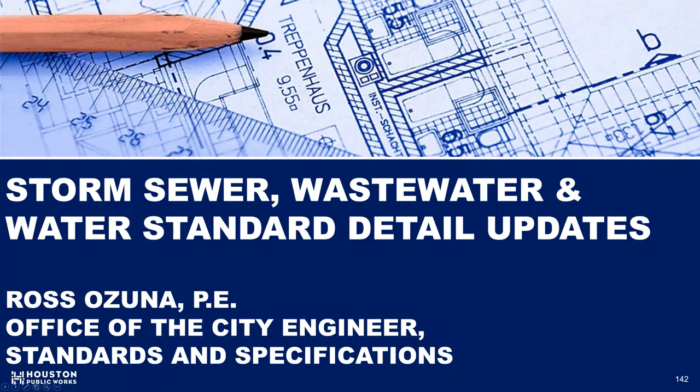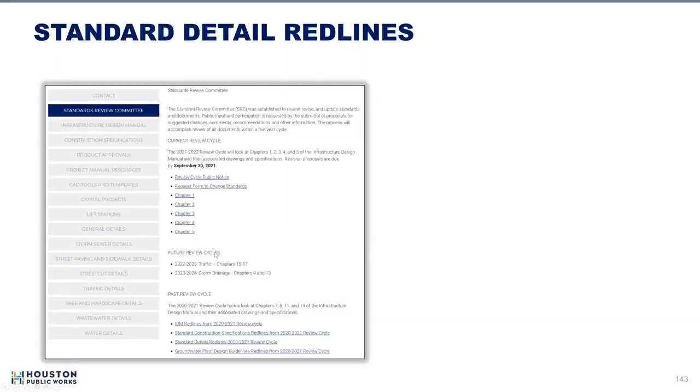So I'll get started on presenting the detail updates. As part of our work on the modifications to Chapter 7 and 8 of the IDM, the City of Houston updated and modified the wastewater and water details. As part of the initiative to phase out brick manholes, the City of Houston has also updated stormwater details. In summary, we have revised 11 details. We've added 5 new details and removed 4.